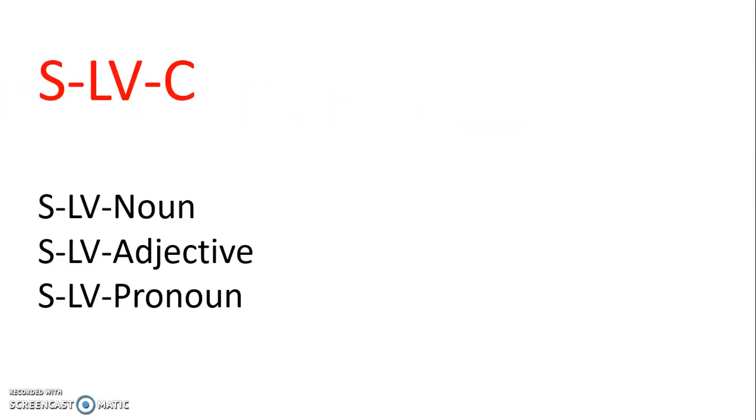To sum it up, the SLVC pattern means subject, linking verb, and complement. Complement has three types. It could be a noun complement, an adjective complement, or a pronoun complement.